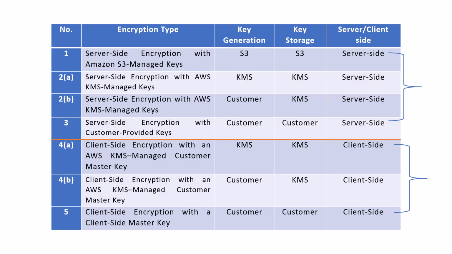The first one is server-side encryption with Amazon S3 managed keys, where the key is generated by S3. Just remember where we are generating the keys. Here the key generation is done on S3 and the storage is S3, and that is called server-side. Next is the KMS managed key. Here the keys are managed by KMS, and of course when it is managed by KMS, generation and storage both happen in the KMS store only.